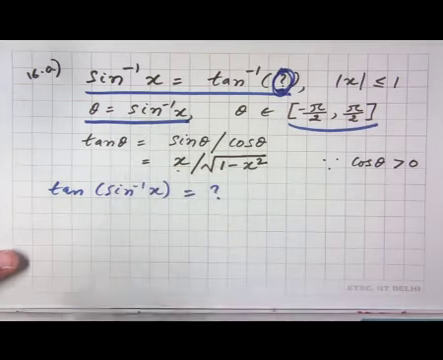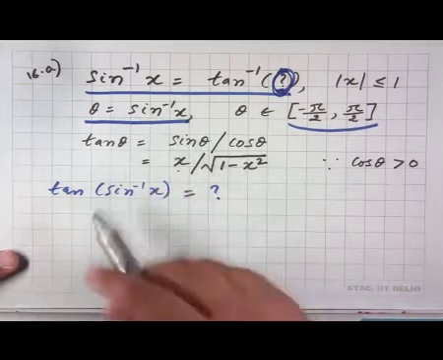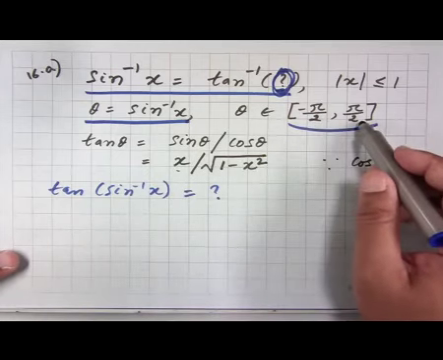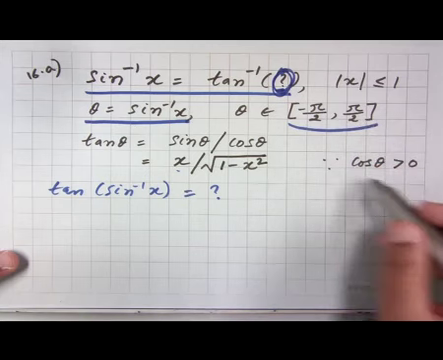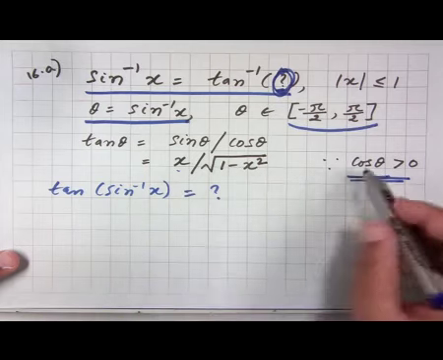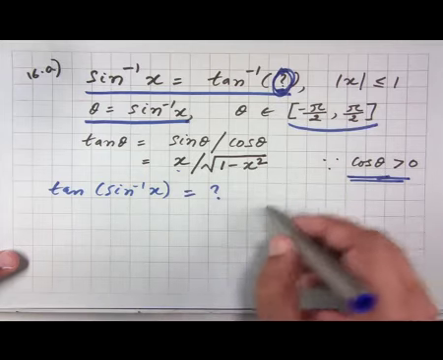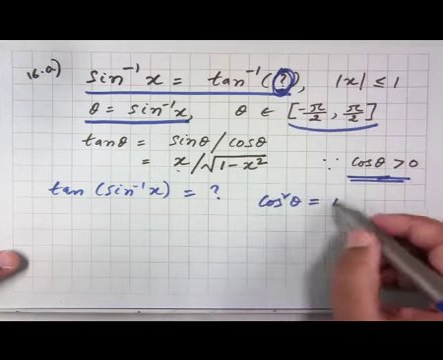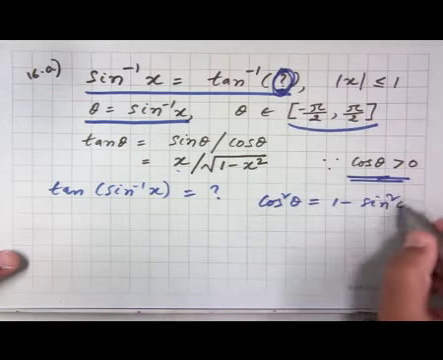and cos theta is easy to find out because theta belongs to minus pi by 2 to plus pi by 2, so cos theta will always be positive. Also, we already know the formula that cos square theta is equal to 1 minus sin square theta.